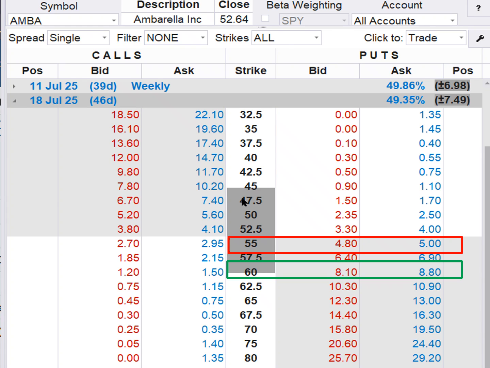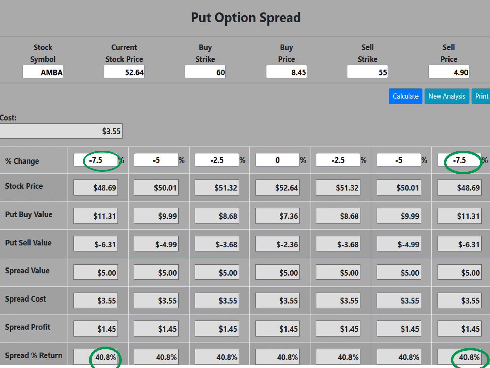Now we want to review a put option debit spread, aka a vertical put spread. For this spread, we want to buy to open the AMBA July 18 60 strike put and sell to open the AMBA July 18 55 strike put. We're going to base our entry prices on the midpoint between the bid and ask prices. That means we'll buy the 60 put for $8.45 and sell the 55 put for $4.90. $8.45 minus $4.90 equals $3.55. So the entry price or debit cost for the spread is $355.